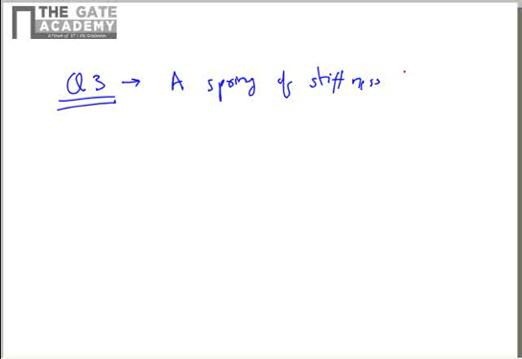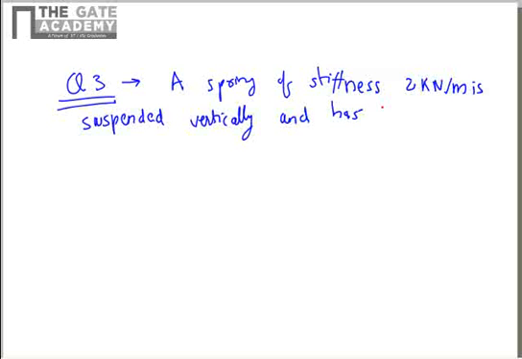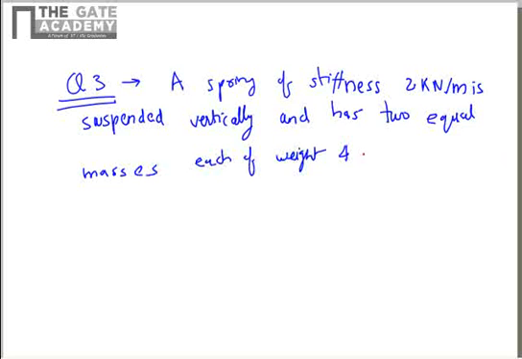We will take up one last example in the topic of free vibration. So here it is provided that a spring of stiffness 2 kilonewton per meter is suspended vertically and has two equal masses, each of weight 4 kg, attached to it.